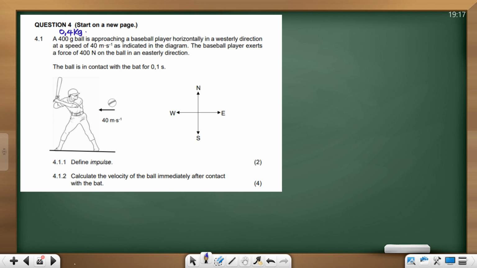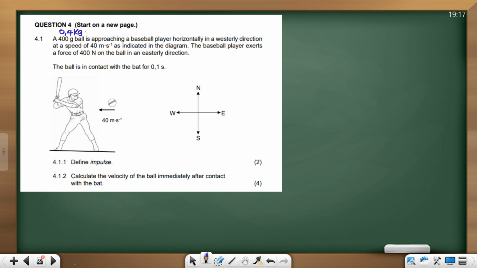The baseball player exerts a force of 400 newtons on the ball in the easterly direction. The ball is in contact with the bat for 0.1 second. Define impulse. It is the product of the net force and the time taken for the force to act on the object. Guys, please get your definitions in place. Impulse: F net times delta T.